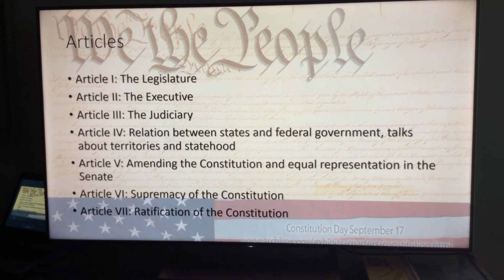These other articles are important. Federal and state power with Article 4. Yeah, amending the Constitution is important. I will let you look that up. Know how the Constitution is amended. There are 2 ways that it's amended. And then ratification of the Constitution. The Constitution is already ratified. We know that. And that is it for Chapter 2.